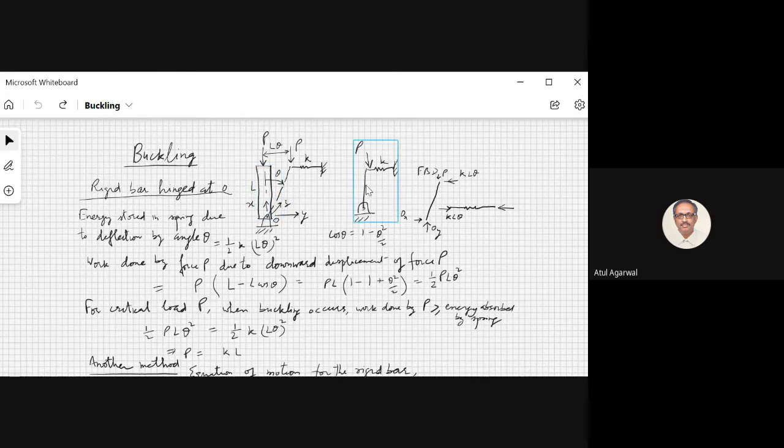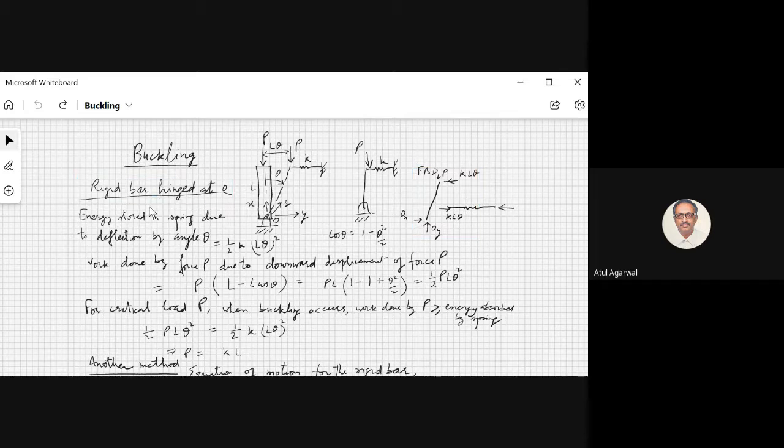If we draw the free body diagram of this bar, you see there is a vertical force P and the spring is getting compressed. So there is a force pushing the bar in this direction. This is the way your spring looks. And what is the compression of the spring? This is theta, and the distance moved will be L theta at the location of the spring. So KL theta is the force compressing the spring. Newton's third law says that the force applied by the spring on the bar will be in this direction, as shown.